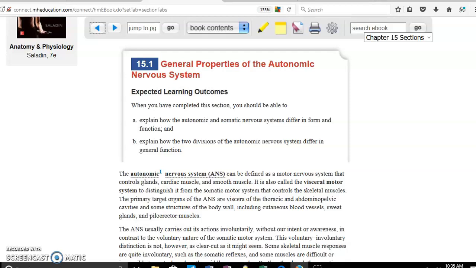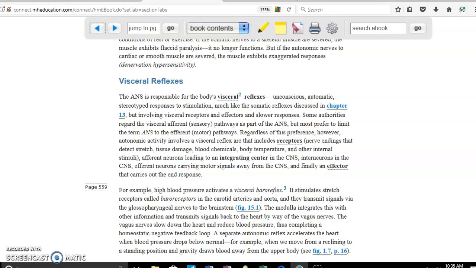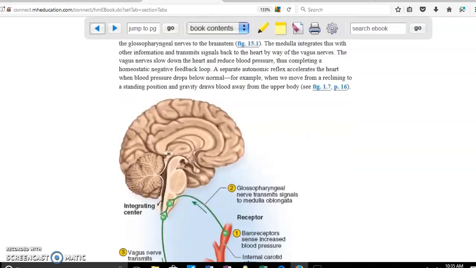Okay, chapter 15, general properties of the autonomic nervous system. The autonomic nervous system is the part of the nervous system that helps us control many things which we don't have that much control over. For example, visceral reflexes, like in the case of high blood pressure. When you have high blood pressure, you don't voluntarily or consciously reduce your blood pressure, right? That is done using reflexes controlled by the autonomic nervous system.